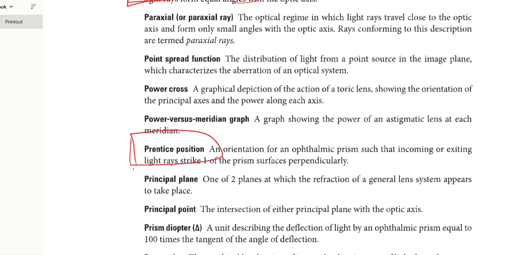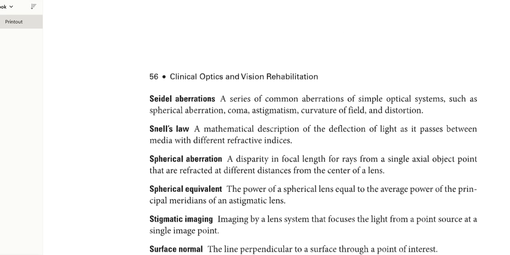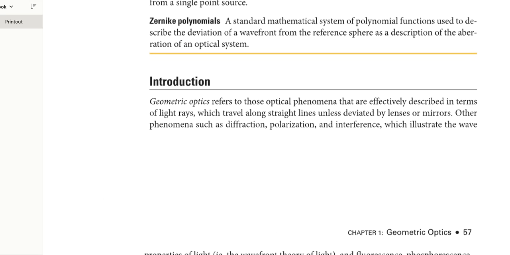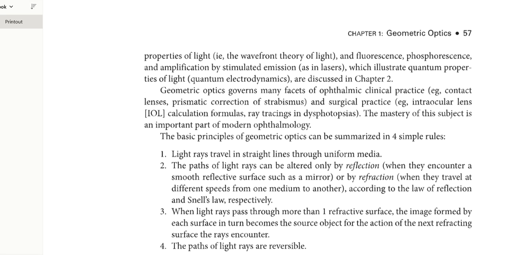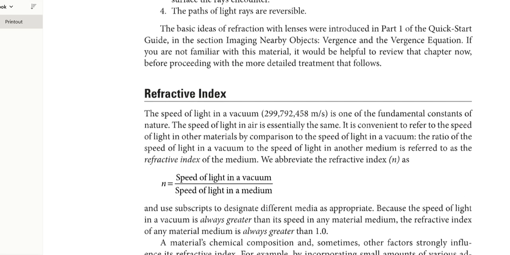Quantized position, principal plane, important, these are important, okay. All these have come in the exam. Introduction, just give a read, not too much important. Refractive index is very important, okay.